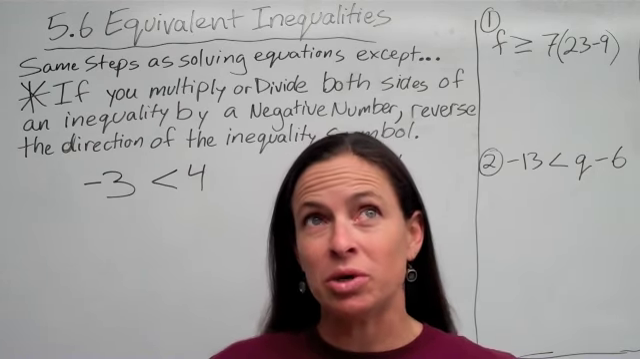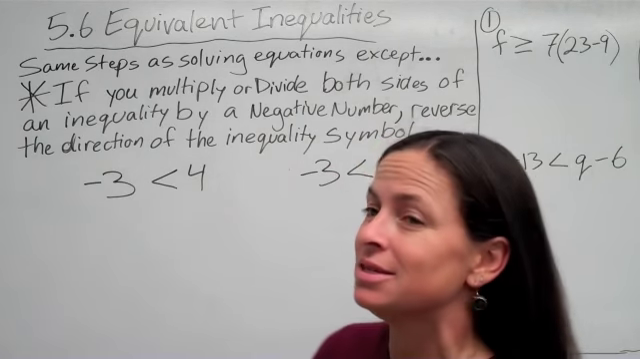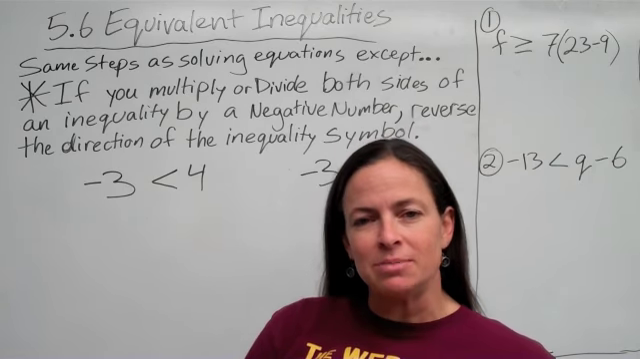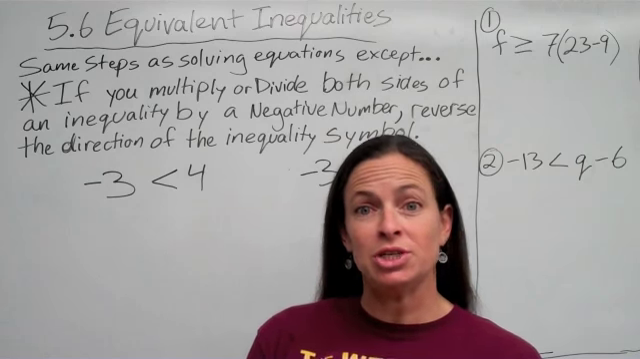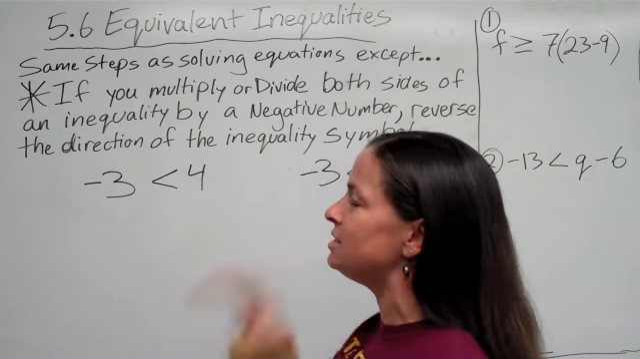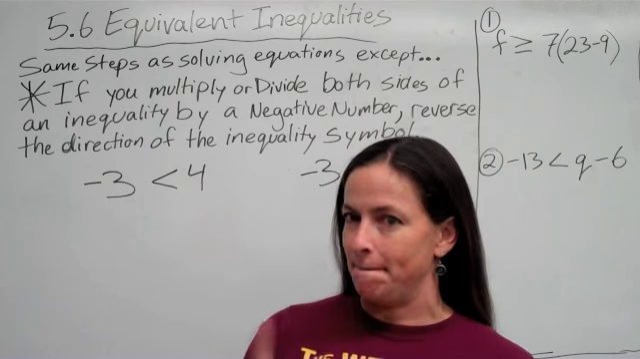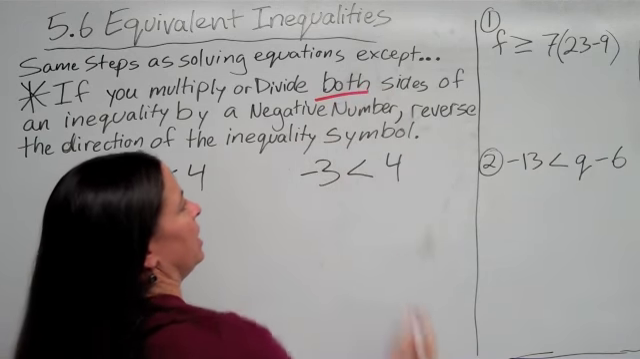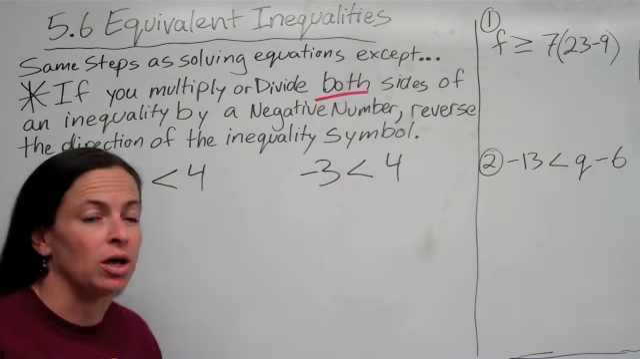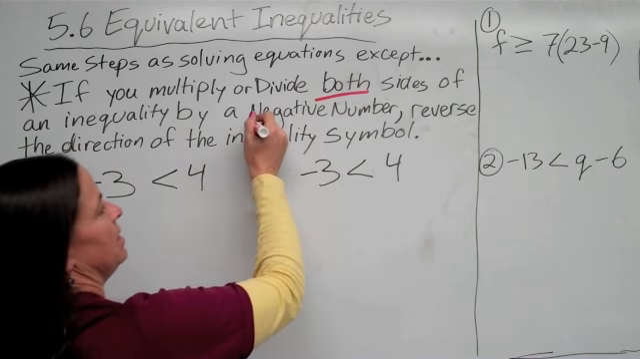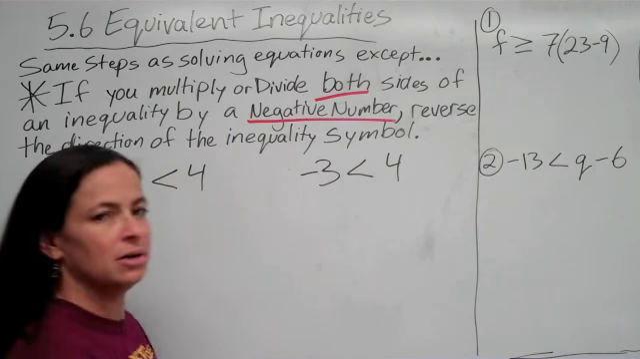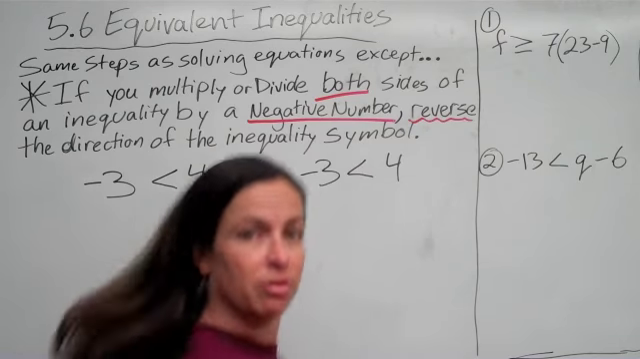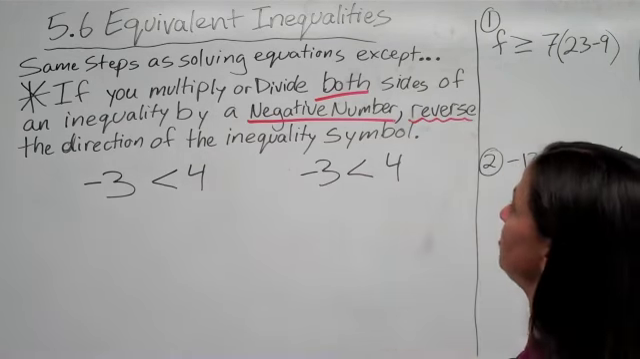5.6 Equivalent inequalities. We are going to have exactly the same steps as we had when solving equations. The difference is when we multiply or divide both sides of the inequality by a negative number, we want to remember to reverse the direction of the inequality symbol.